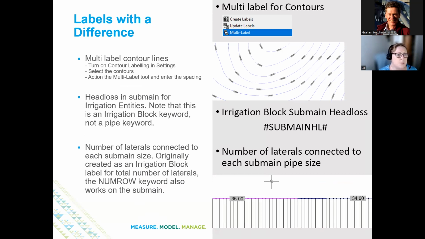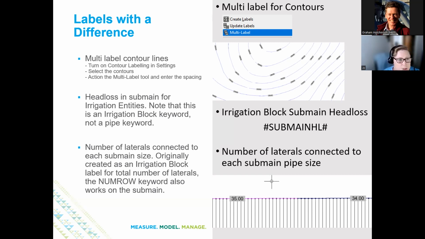The multi-label for contour lines we introduced a few versions ago. So previous to that, if you wanted to label contour lines, you would only get one label per contour line, and it wasn't necessarily in a place that was best fitting for where you wanted it. So with the multi-label option, you can have multiple labels along the same contour line.